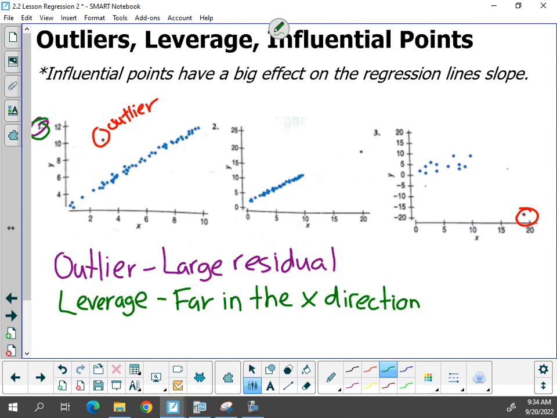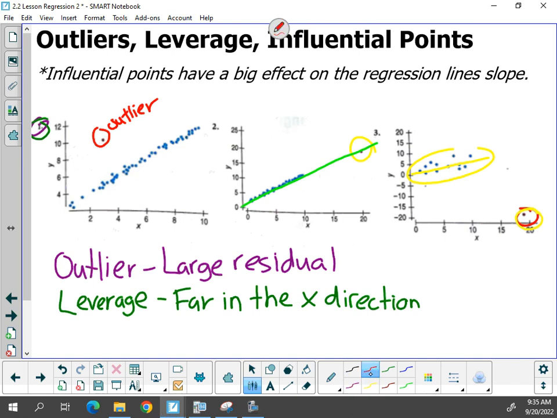But if you look at the second one, that data point doesn't have a large residual, because if we were to graph our linear model, it would look like this. It would almost go through all of those points, including that point. So it's not an outlier, but it does have leverage. It's far away in the x direction. Most of the data here has this linear trend, and then we have this one that's way over to the right, so that one does have leverage.